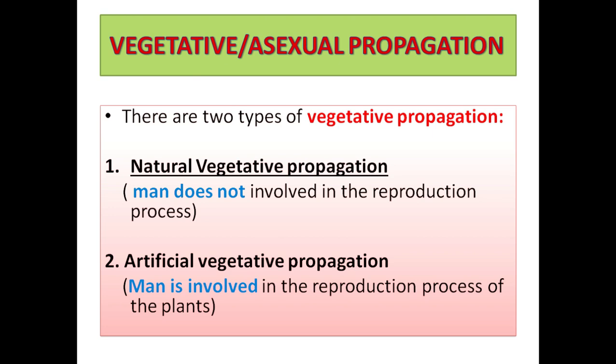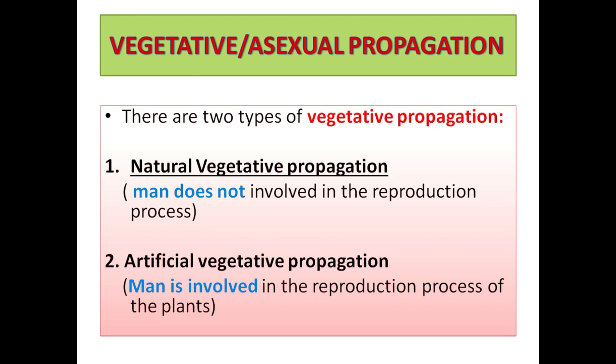Alright, number 2, artificial vegetative propagation. With this type of reproduction, man is involved in the reproduction process of the plants. No seeds are involved, no flowers are involved, but man is involved. Alright, so man will use a technique to induce the plant to reproduce. So that's the difference between the two.